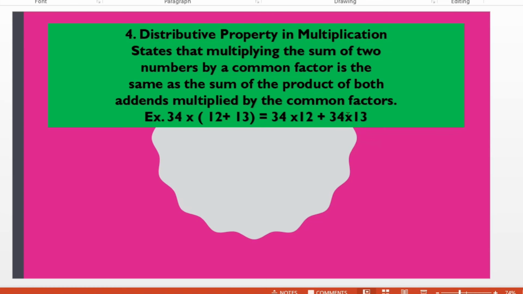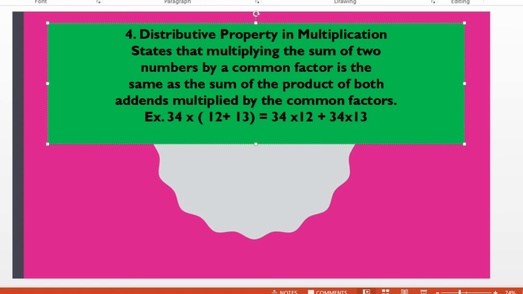So, paano po nangyari yung ganito? So, using the common factor po, i-distribute po from the word distributive, i-distribute po natin yung 34 sa bawat given number. So, that is 34 times 12. So, ito na po yun sila. Plus, ito po yung given, 34 ulit, then times 13. So, ito po. So, i-check po natin kung tama po yung sagot. So, ibaba po muna natin yung 34 times, then 12 plus 13, that is 25. Equals, so ito na po, 34 times 12.